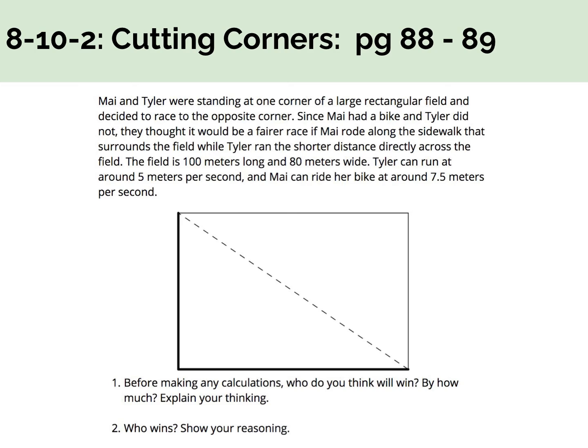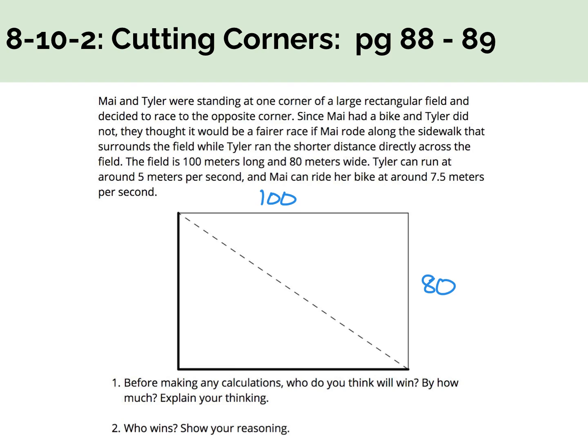Maya and Tyler are standing at one corner of a large rectangular field and decide to race to the opposite corner. Since Maya had a bike and Tyler did not, they thought it would be a fair race if Maya rolled along the sidewalk that surrounds the field, while Tyler ran the shorter distance directly across the field. The field is 100 meters long, so let's label that 100, and 80 meters wide.